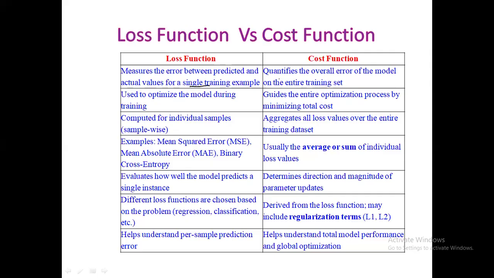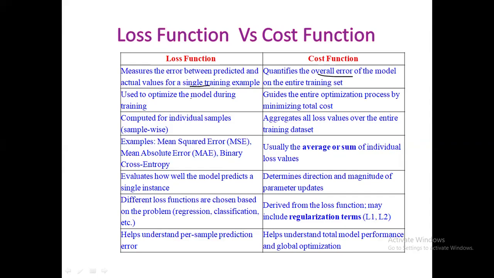In contrast, the cost function represents the overall error of the entire model across the training data set. This will calculate the overall error of the training data set. It aggregates all individual losses to show the total performance of the model.